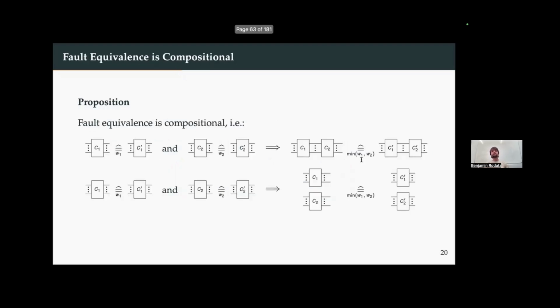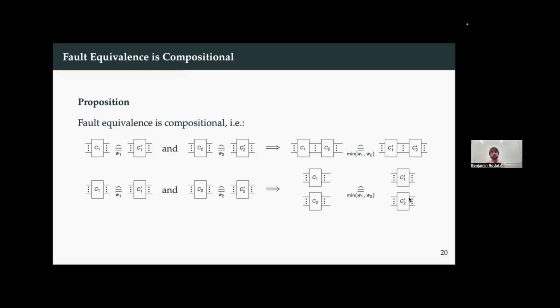However, there are some properties of fault equivalence that are actually very useful, and they will be very useful throughout the rest of this talk. The first one is that fault equivalence is compositional. So if some circuit C1 is fault equivalent to C1 prime, and C2 is fault equivalent to C2 prime, then the sequential composition of C1 and C2 is fault equivalent to the sequential composition of C1 prime, C2 prime. And similarly for their parallel composition.